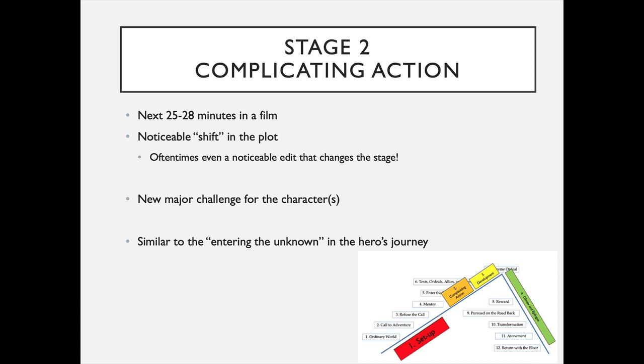This is where we have the new challenge for those characters. They've left their ordinary world and they are on the hero's journey. They're doing something. We're trying to figure out what the point of the movie is. So this is stage 2. It's about 25 minutes long.